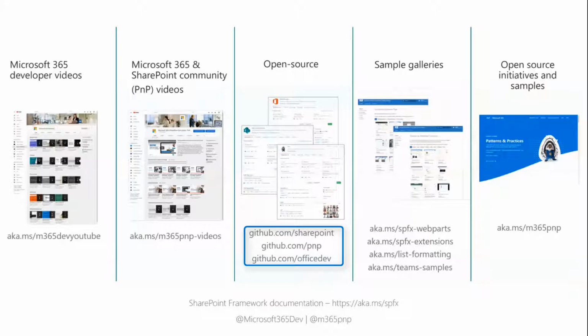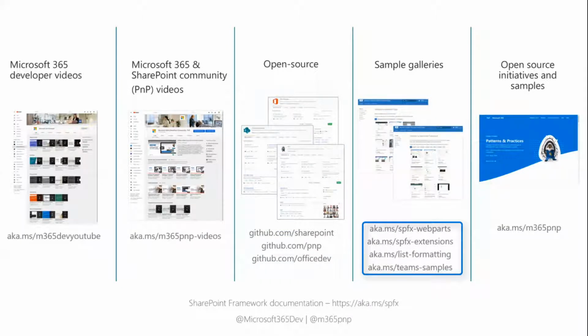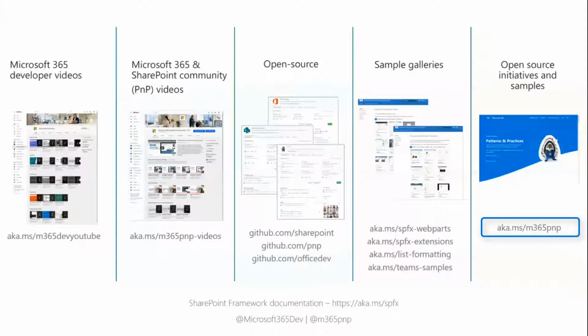We have sample galleries for Teams samples, list formatting samples, web part samples. And then if you're looking into or basically concluding that, wait, there are too many URLs, I can't handle this, go to aka.ms/m365pnp, which is the welcome page for Microsoft 365 patterns and practices. And from there, you'll find all of the different things we do.